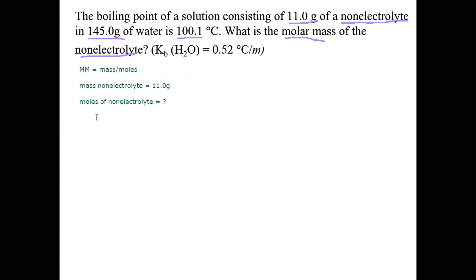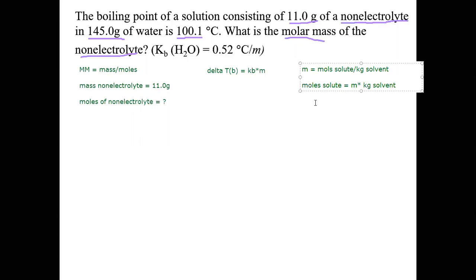And so what equation relates boiling point and moles? That's correct. It's delta TB equals KB times the molality. And if we remember from earlier in this chapter, molality is moles of solute divided by kilogram of solvent. And so if we want to solve for moles of solute, it is molality times kilogram of solvent.